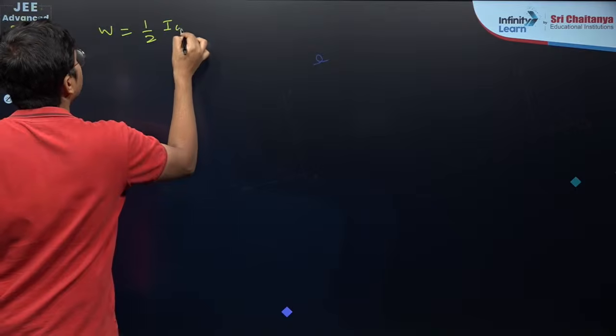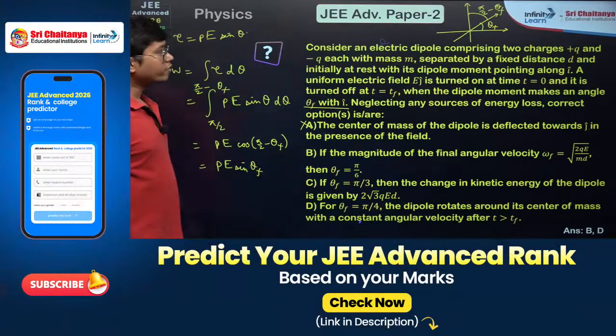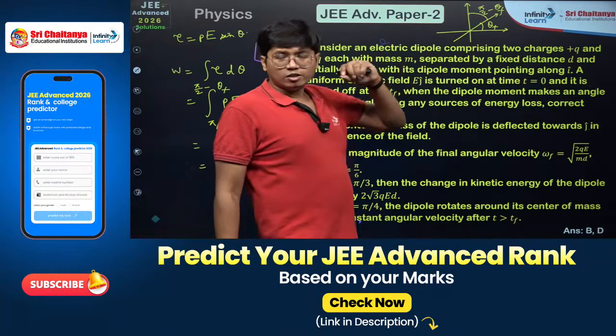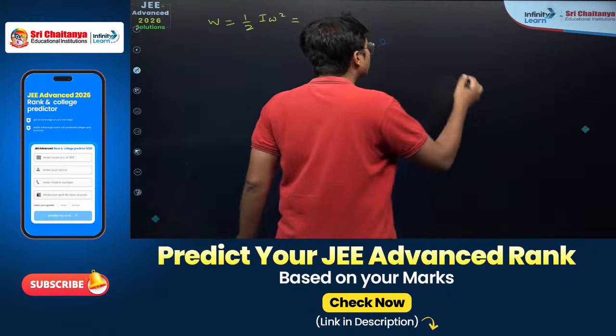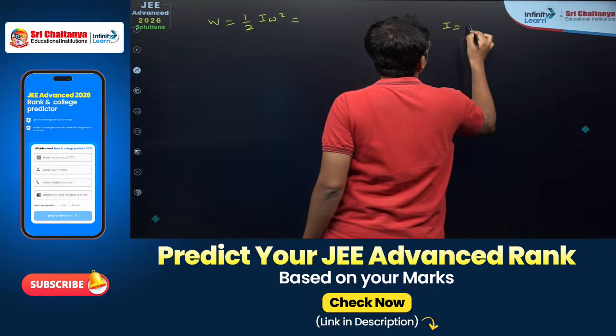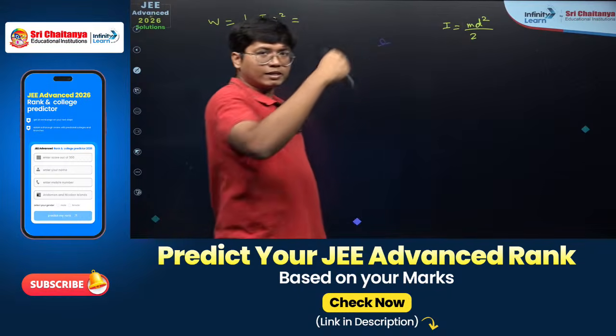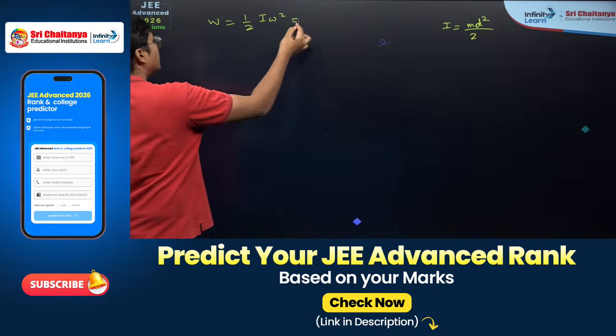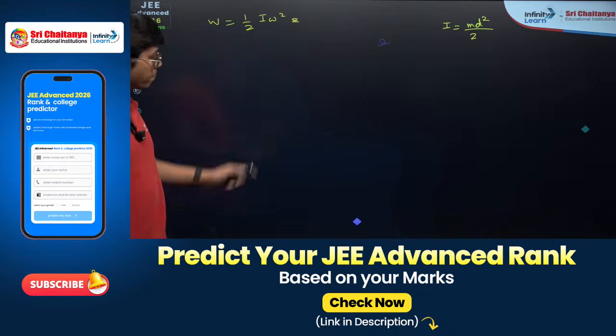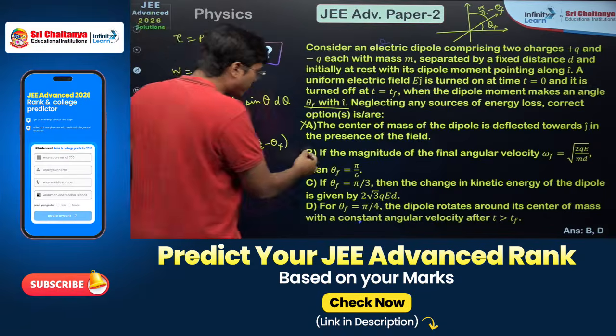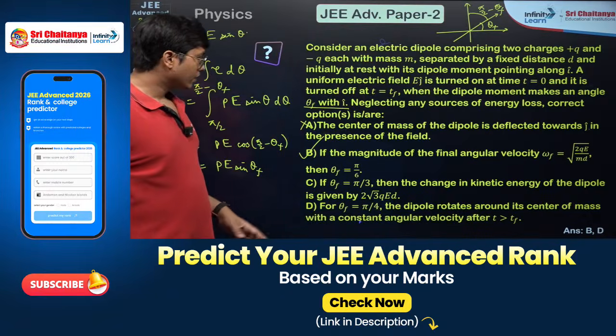half I omega square. What is the moment of inertia? You have two charges, mass m. So moment of inertia is about their center of mass. So I will be equal to md square by 2, basically md square by 4 plus md square by 4. Plug them in, you can solve for omega over here. Okay? Not getting into the calculations, but if I remember correctly, option B will come correct.